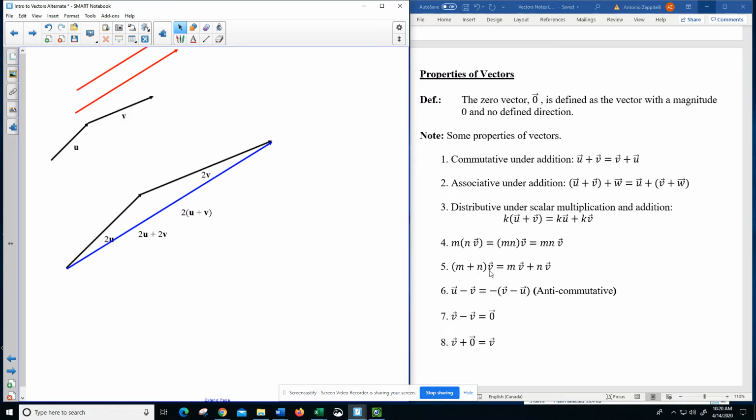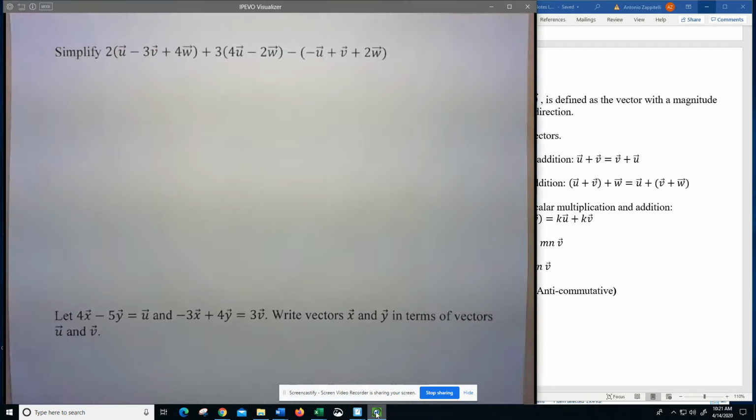So in other words, we see that vectors behave algebraically a lot like numbers and variables. So essentially what these properties tell us is that we can treat vector addition, subtraction, and scalar multiplication like we would those operations with numbers and variables. All right, so let's do a couple of examples to show how we can now work with vectors as though we were working with numbers and variables.